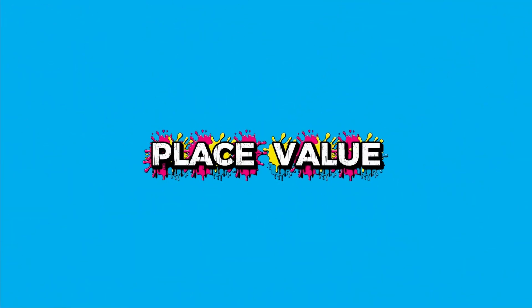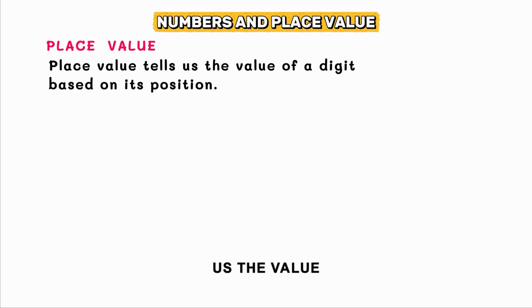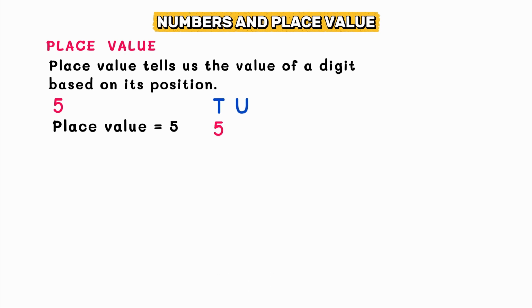Place value. Place value tells us the value of a digit based on its position. Let us look at the digit 5. When it stands alone, 5 means 5. Now look at 50. Is the value still 5? No, it is 5 tens. 5 times 10 equals 50.